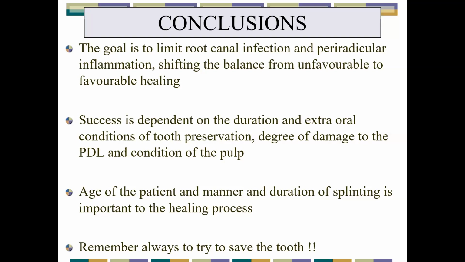So anyway, the goal is to limit root canal infection and periradicular inflammation, shifting the balance from unfavorable to favorable healing. Success is dependent on the duration and extraoral conditions of tooth preservation, degree of damage to the periodontal ligament, and condition of the pulp. The age of the patient and the manner and duration of splinting is important to the healing process. Remember, please always try and save the tooth.